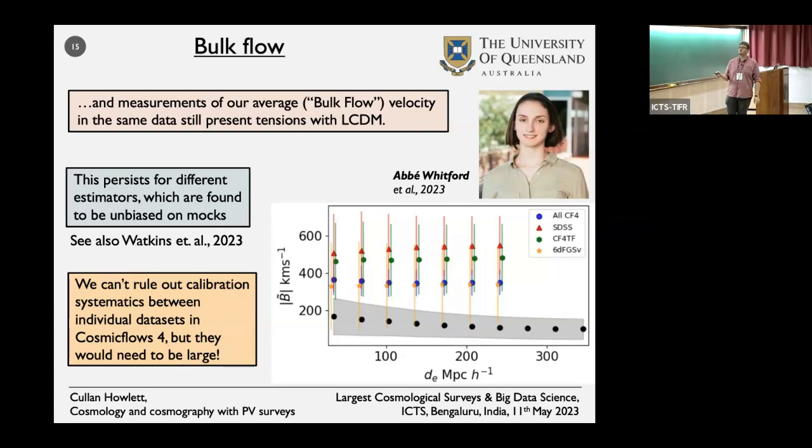Okay, so these constraints here are immune to changing the overall amplitude of the velocity, so the overall amplitude of H0. What we can't rule out is that there's calibration issues between these data sets that is causing some of this. But as you can see from this plot, they would need to be very large. Basically, these calibration issues between individual data sets would have to be so large that it's quite surprising we haven't seen them.